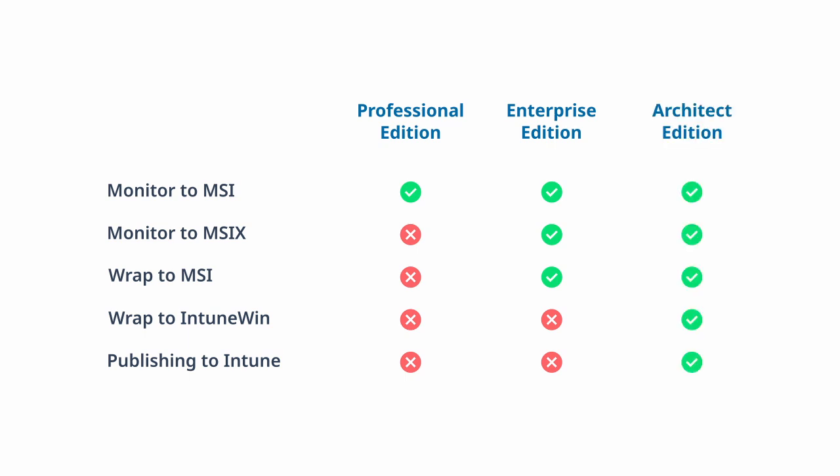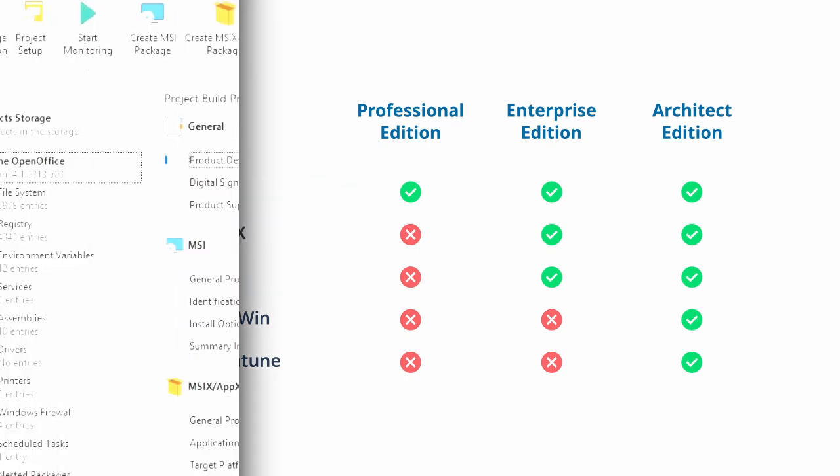The Architect Edition goes further. Its wrapping option allows package generation in two formats, MSI and IntuneWin. So overall, the Architect Edition can generate all supported package types, MSI, MSIX, and IntuneWin. Publishing to Intune is only available in Architect. Makes sense. So what other improvements are in version 12?